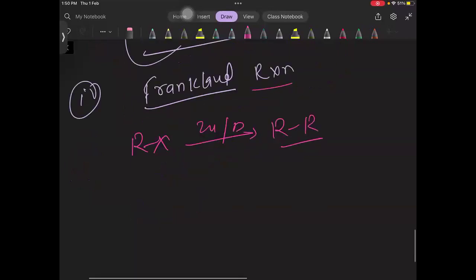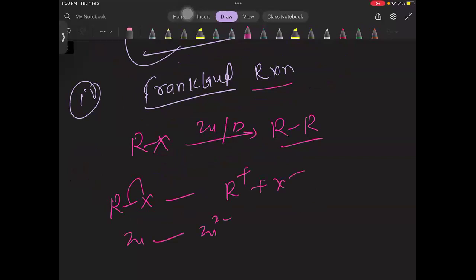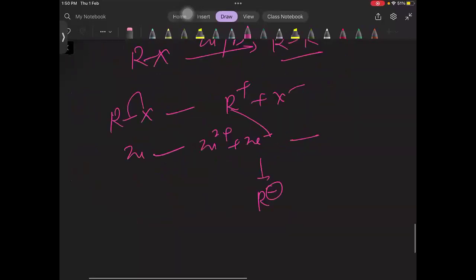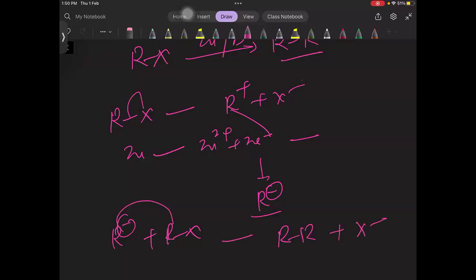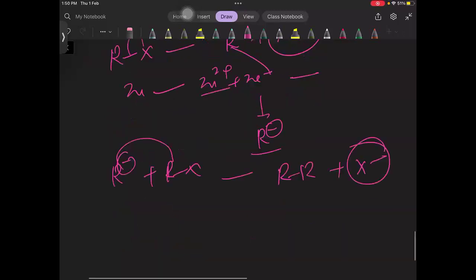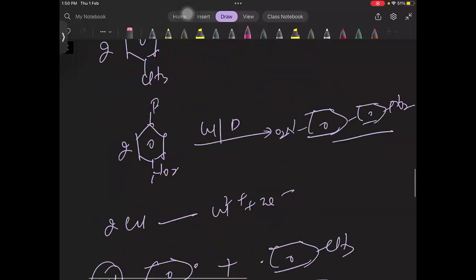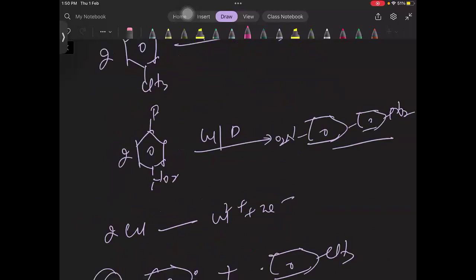So how will it happen? See, RX will break and form R cation plus X negative. Zinc will lose 2 electrons, and the 2 electrons will attack here and form R negative. Now this R anion will attack RX, and they form R-R plus X negative, and Zn2+, giving ZnX2. So I hope you understood these whole four reactions, the chemical properties of aryl halides, which is so easy.